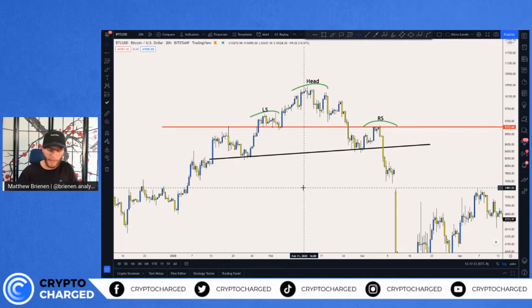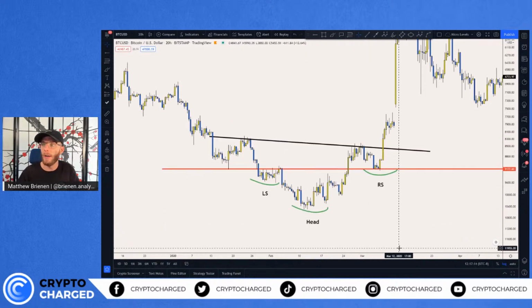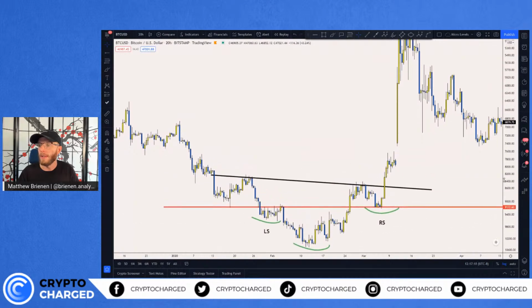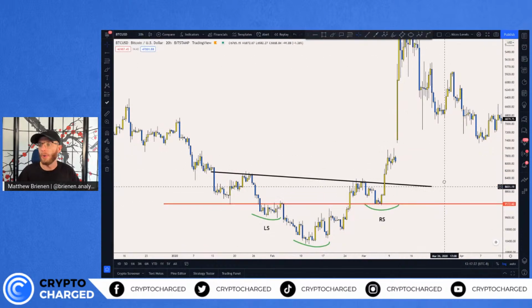So again, if I can find another example of this, but if we just flip this inside out, we would be looking for something like this to be found at the bottom of a downtrend. So you could see that there was a left shoulder that formed, the head, and then the right shoulder, and then we had the breakout to the upside. So you guys can look for these patterns in both directions, right?